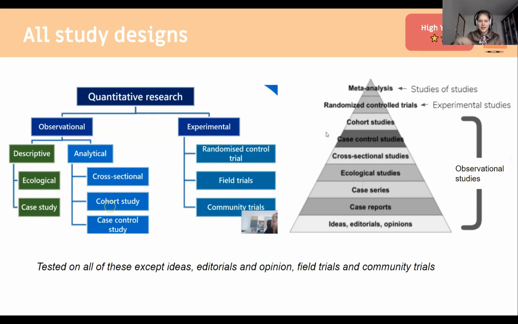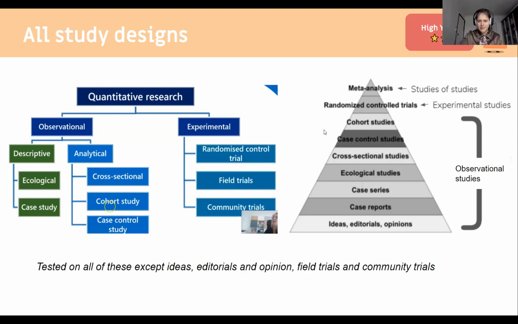On the right, that pyramid is your level of evidence hierarchy. What that means is that the further up you get, the better it is as science. Down below, you see ideas, editorials, opinions. Obviously, someone's opinion isn't a very good study at all. Then you have case reports, case series, ecological studies. These are all your observational descriptives. Then you go on to your analytical, which is your cross-sectional studies, your case control and your cohort. And then you go on to your experimental, which is your RCT.